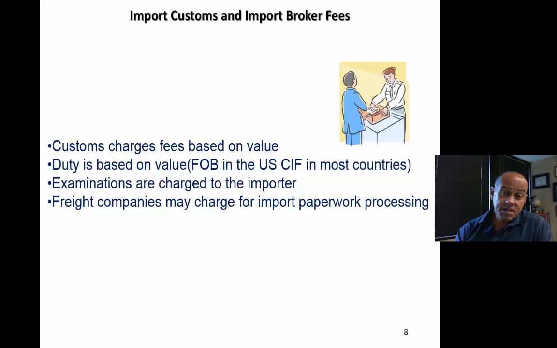Incoterms, as we've said in other videos, are three-letter codes that describe the responsibility between an international buyer and seller. Duty rates throughout the world can be based on different Incoterms. So in the U.S., import duty is based on FOB value, but in most other countries, it's CIF value, which means cost, insurance, and freight.